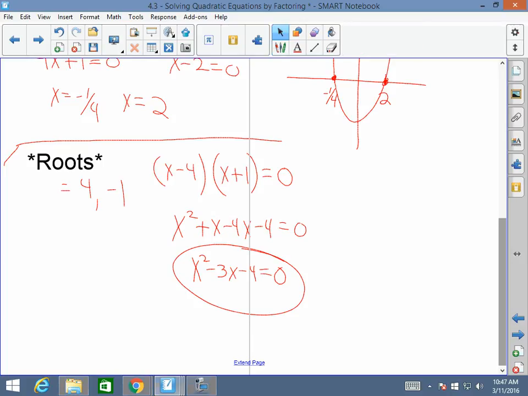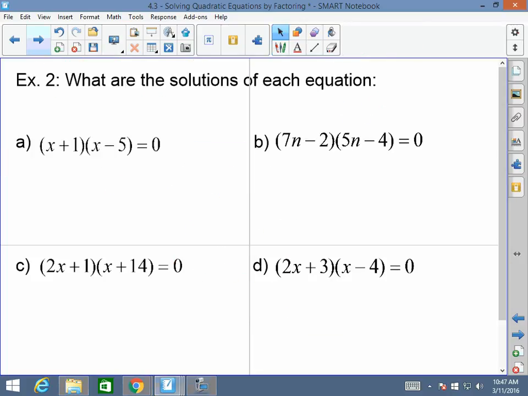Okay. So, what are the solutions to each of these equations? This should be really simple. You're using the zero product property. So x is going to equal negative 1 and 5. Again, what does that mean, guys? What does this negative 1 and 5 mean? They're the solutions. This is where the graph goes through the x-axis.